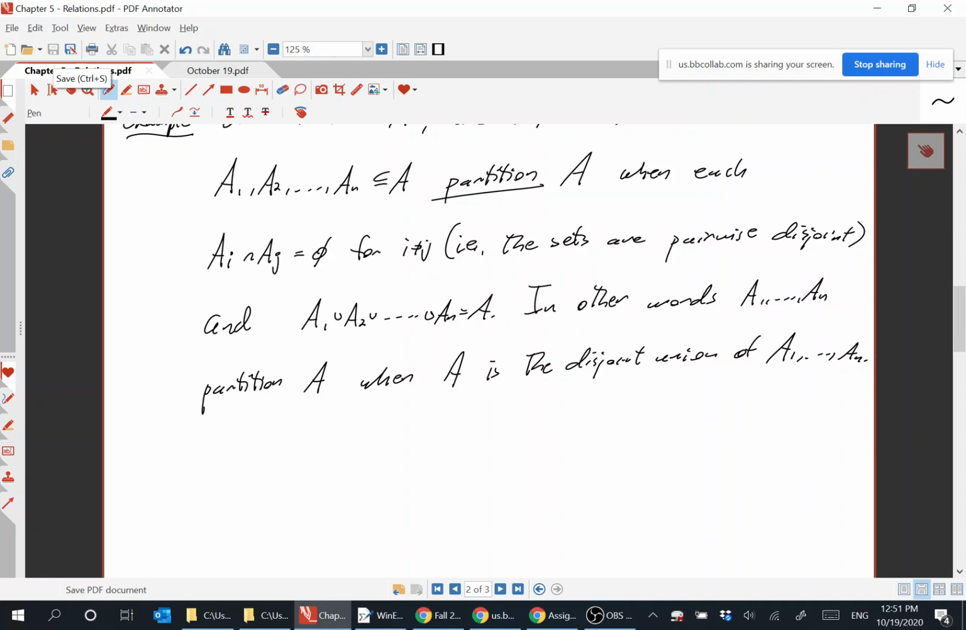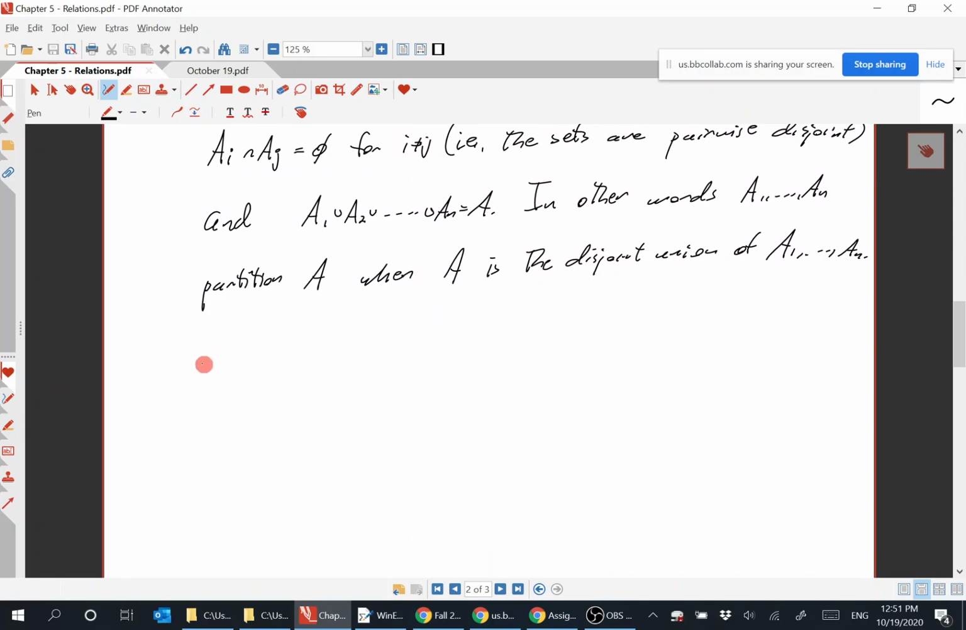And when you have a partition, now define a relation E, a subset of A cross A, E on A, by x is related to y when x and y are elements of the same Ai. So every element of A is going to be in one of the blocks, so those are called the blocks, in one of the blocks of the partition. You say x and y are related when they're in the same block. And they're not related when they're not in the same block.